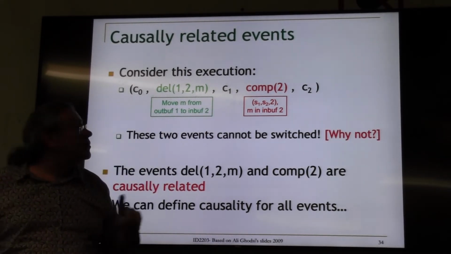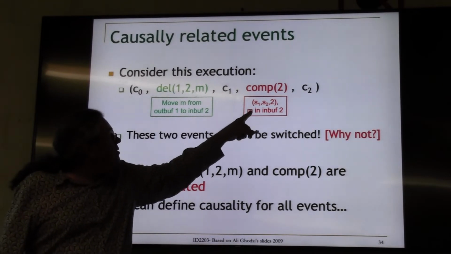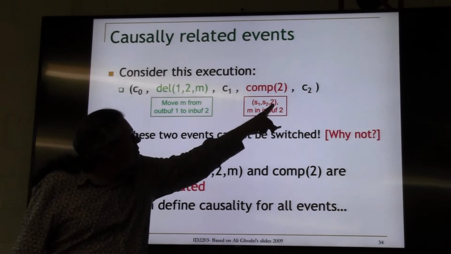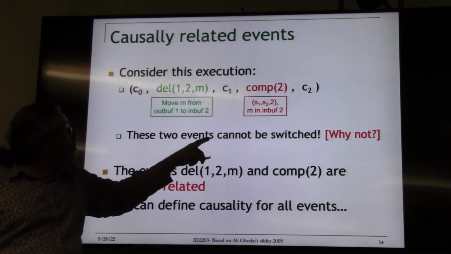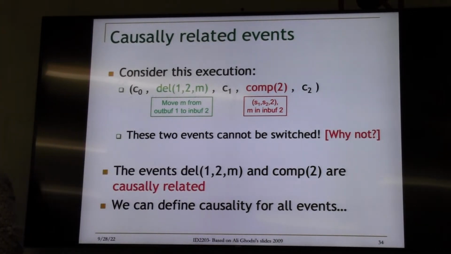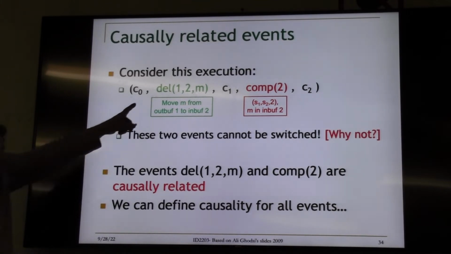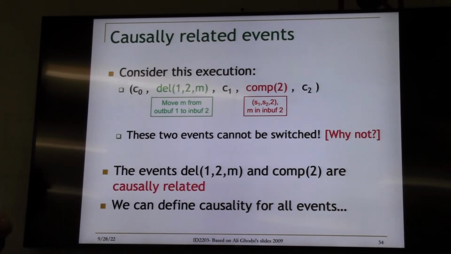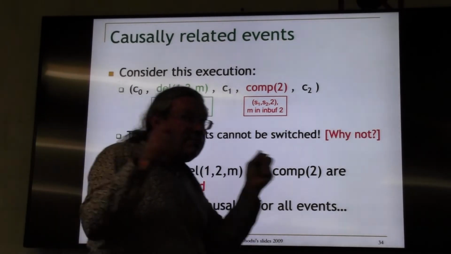This one requires in S1 here, you need to have the M in the in buff, this transition here. Otherwise, you will not be doing the same computation. You see that? We say that these two events are causally related. There's a causal connection between them. So you see, in a distributed system, you can have either concurrent events or you can have causally related.